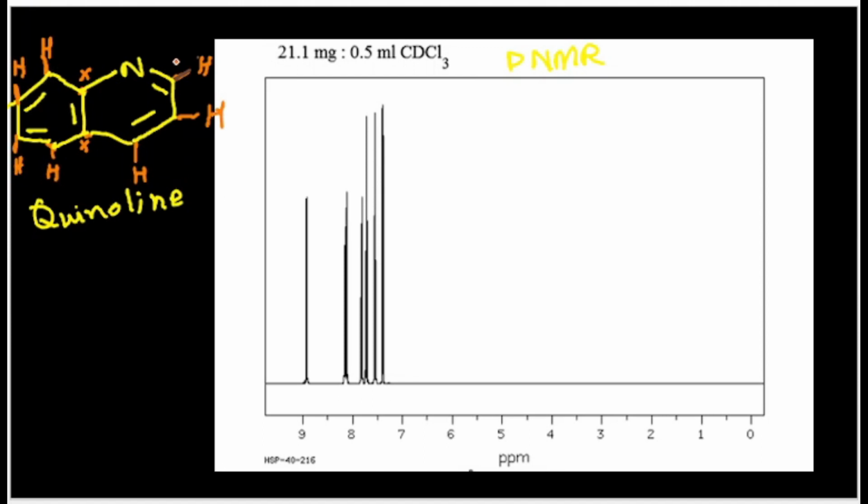So if you count the total protons present here, this is the 1st, 2nd, 3rd, and this is the 4th, and this the 5th, 6th, and 7th. It means that in quinoline a total of 7 protons are present. So the number of peaks that should be present here should be 7.